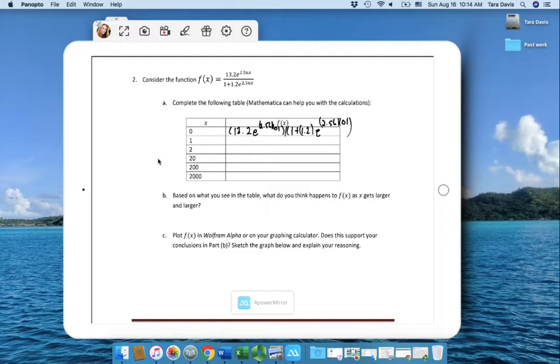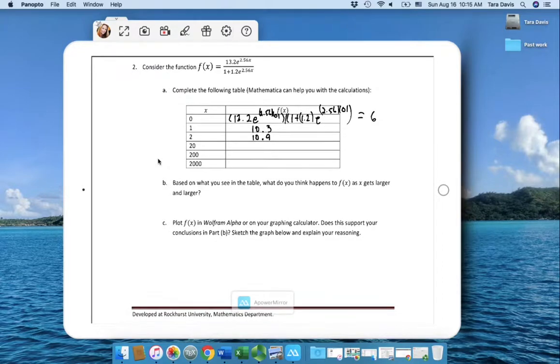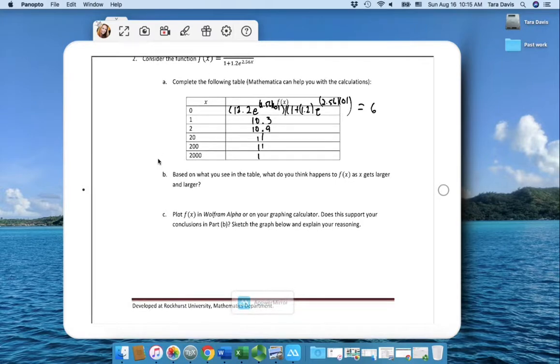Okay, so when I put this all in, e to the 0 power is 1, so this is actually not very complicated to plug in. We're going to get 6. When I take it in the calculator, I get 6, because that's 13.2 over 2.2. All right, then I plug in for 1, and I get 10.3. I plug x equals 2, and I get 10.9. I plug x equals 20, I get 11. I plug x equals 200, I get 11. And then I plug x equals 2,000, I get 11.